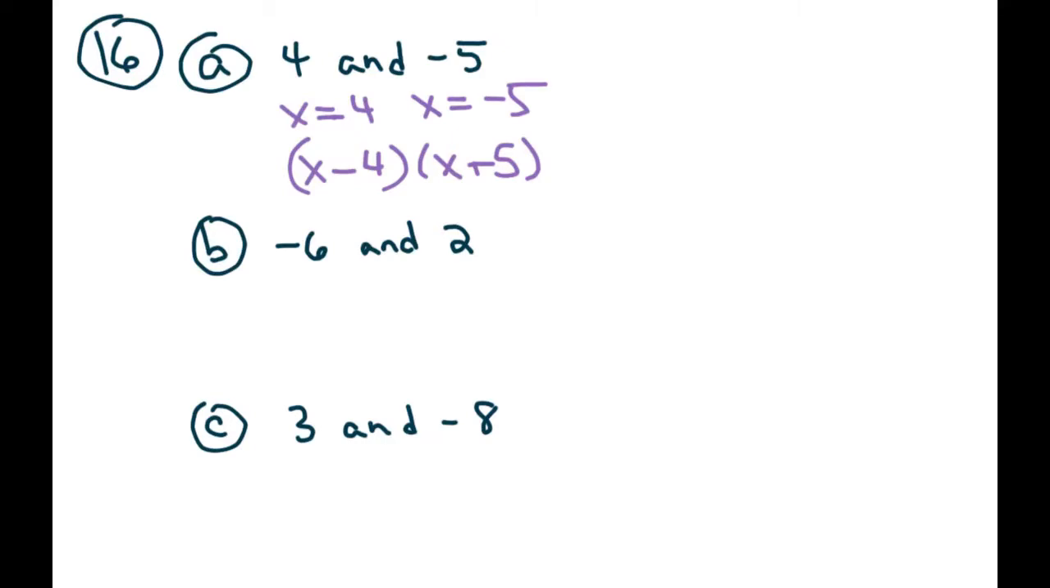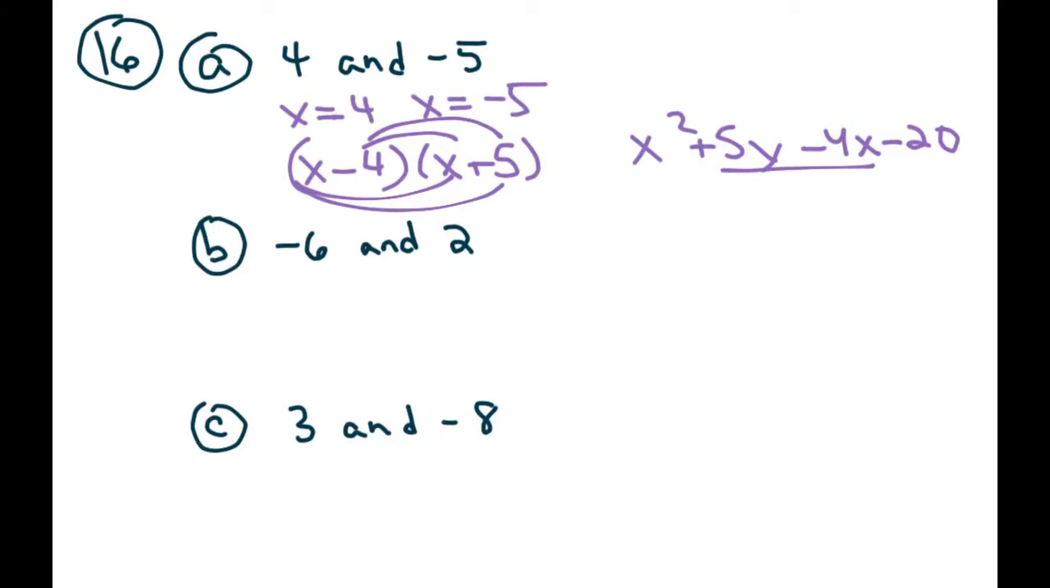Once you write it in factored form, now you're going to FOIL it in order to get the quadratic. So it's going to be x squared plus 5x minus 4x minus 20. The middle terms are like terms, so you get x squared plus 1x minus 20.